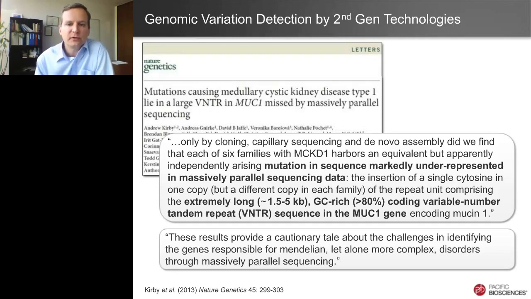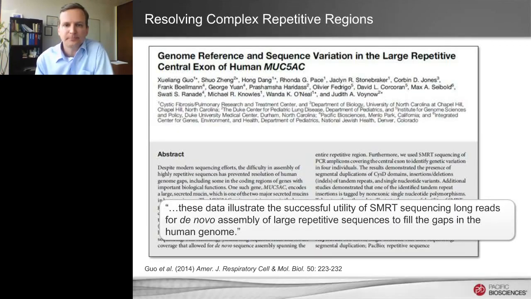The reason for that was that they were lying in extremely long, about 1.5 to 5 kb, 80% GC-rich, coding variable number tandem repeat sequences in this particular gene, the MUC1 gene. And so the authors conclude that these results provide a cautionary tale about the challenges in identifying the genes responsible for Mendelian, let alone more complex disorders, through massively parallel sequencing.